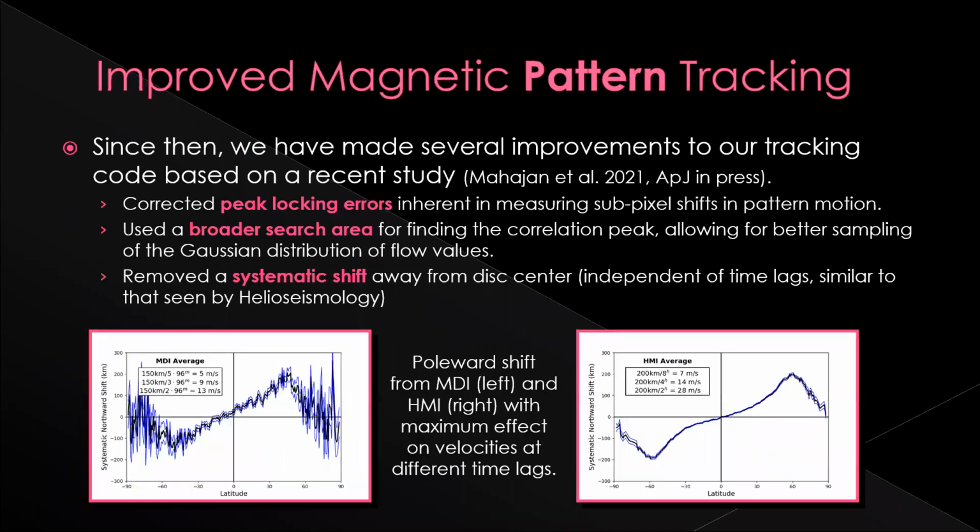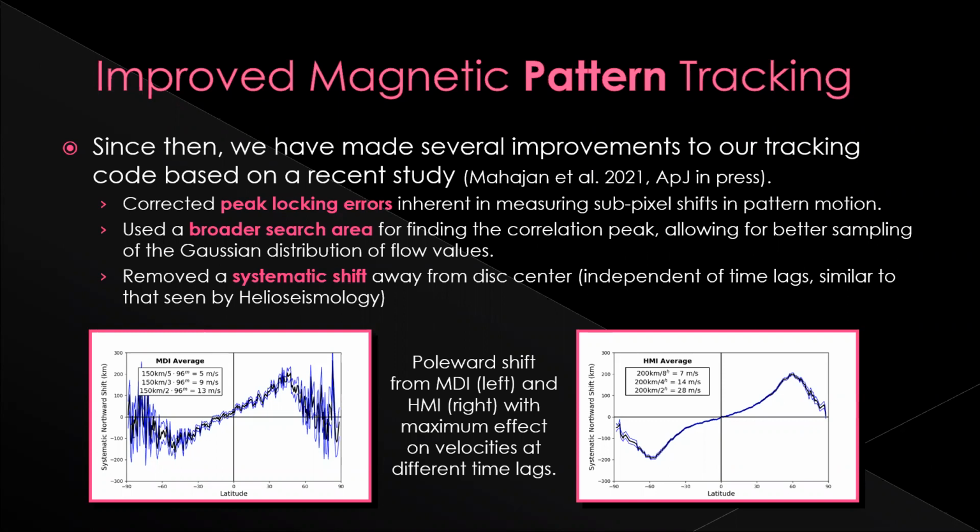So in the meantime, we have improved the magnetic pattern tracking code. We've made several improvements based on a recent study by Mahajan et al. It's in press now. In particular, the improvements include correcting some peak locking errors that are inherent to measuring sub-pixel shifts in the pattern motion. We also used a broader search area for finding the correlation peak, and this allows for better sampling of the Gaussian distribution of the flow values.